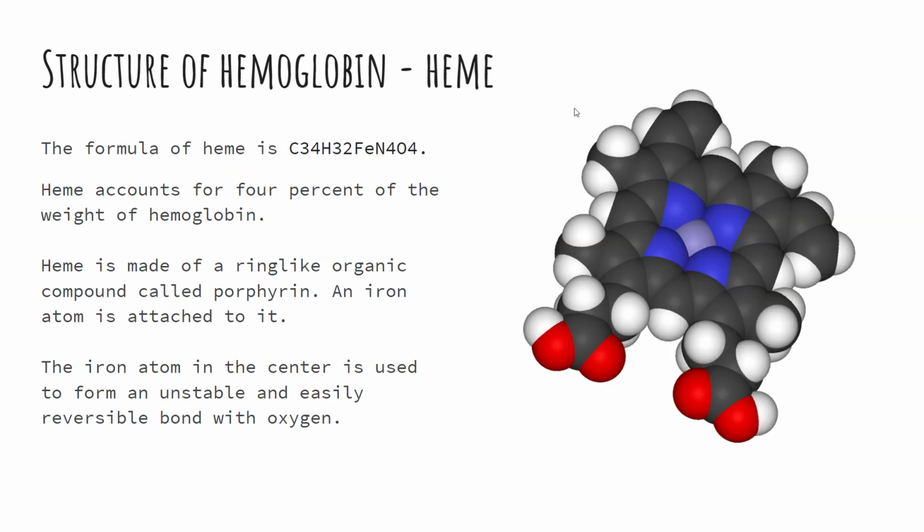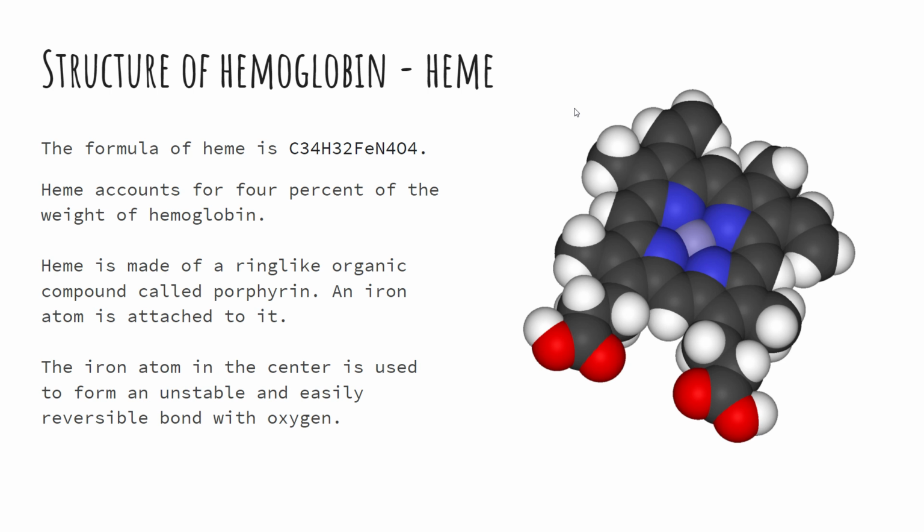The formula of heme is 34 carbon, 32 hydrogen, 1 iron atom, 4 nitrogen, and 4 oxygen. Heme accounts for 4% of the weight of hemoglobin. It's made of a ring-like organic compound called porphyrin. An iron atom is attached to it. The iron atom is what gives blood its red color.